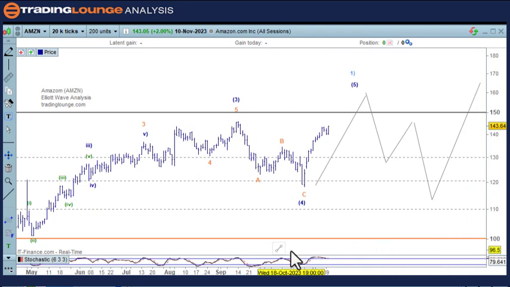Amazon's another one that's creeping to the upside. We've seen this particular chart before as well. So we need to look at getting 5 waves from wave 4 to wave 5 here. So this could pull up to 160, 165.